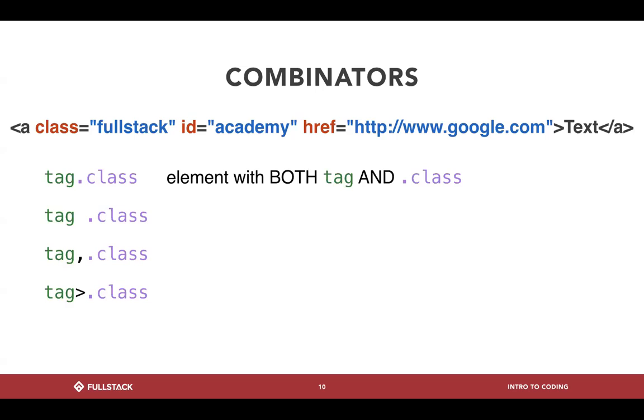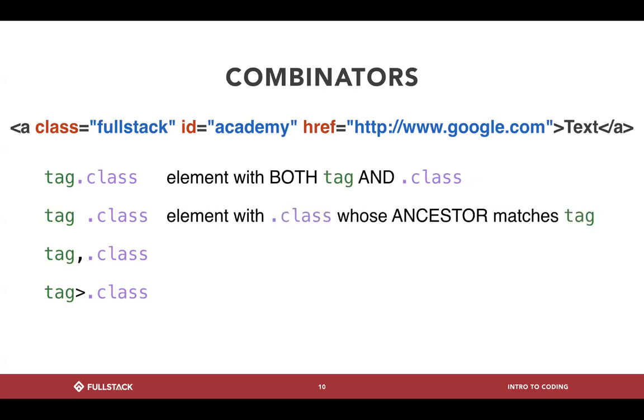In this case, all of the examples are using a tag and a class, but you could also do a class and a class, an ID and a class. But it'll be the thing on the left and the thing on the right. So an element with both tag and class, you just squish them together, no space. Tag space class is going to be an element with a class whose parent or grandparent or other ancestor matches whatever the thing on the left is, in this case the tag.